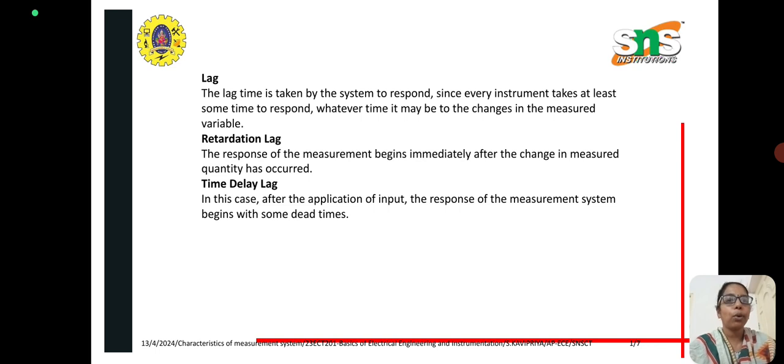So that's all about the characteristics, static characteristics and dynamic characteristics, of the measuring system.